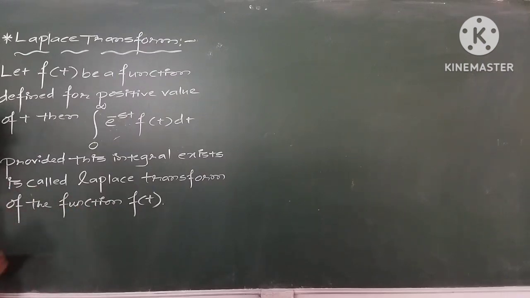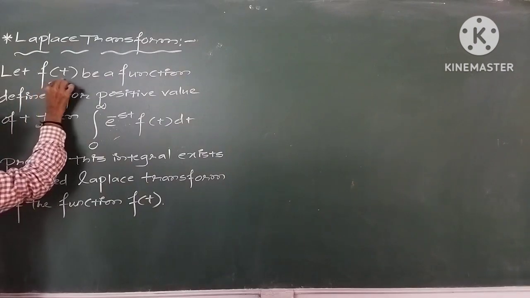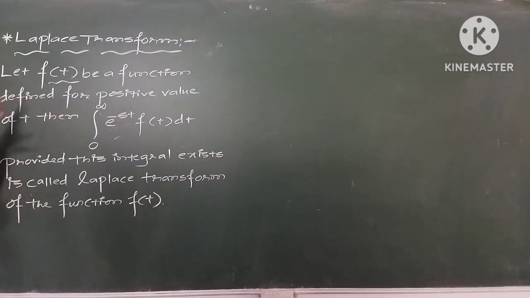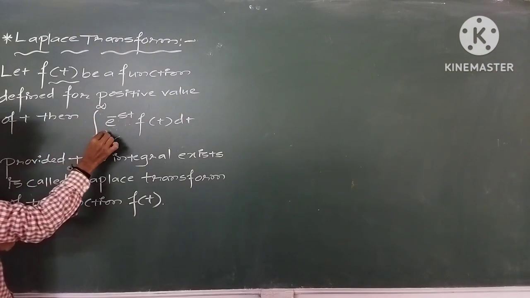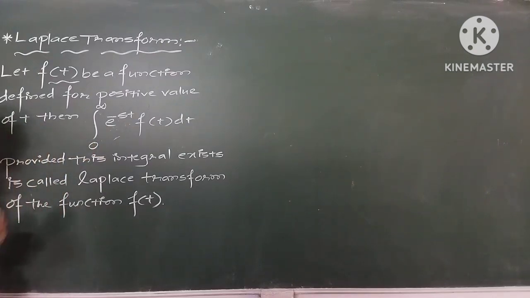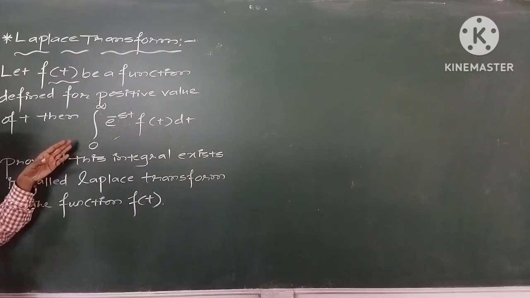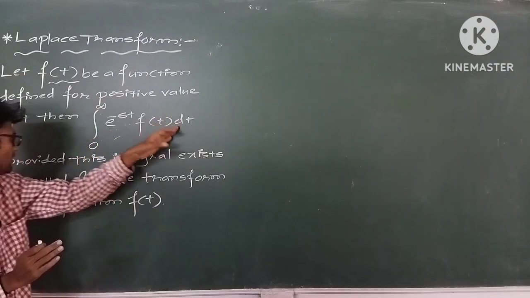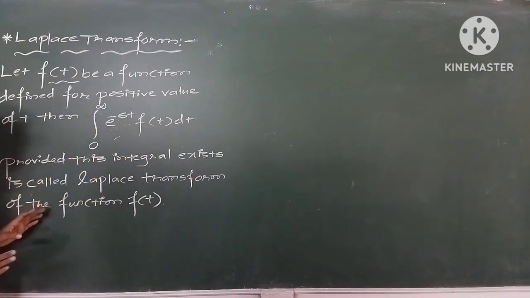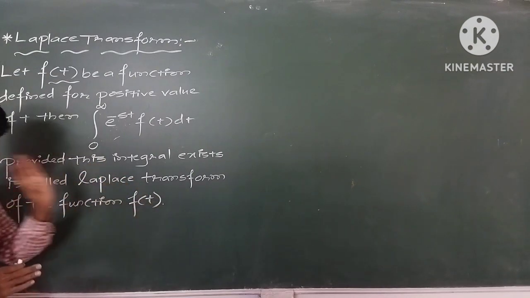See the definition of the Laplace transform. Let f of t be a function defined for all positive values of t. Then the integration from 0 to infinity of e raised to minus st f of t dt is a definite integral, because we have a lower and upper limit of the integral. Provided this integral exists, it is called the Laplace transform of the function f of t.